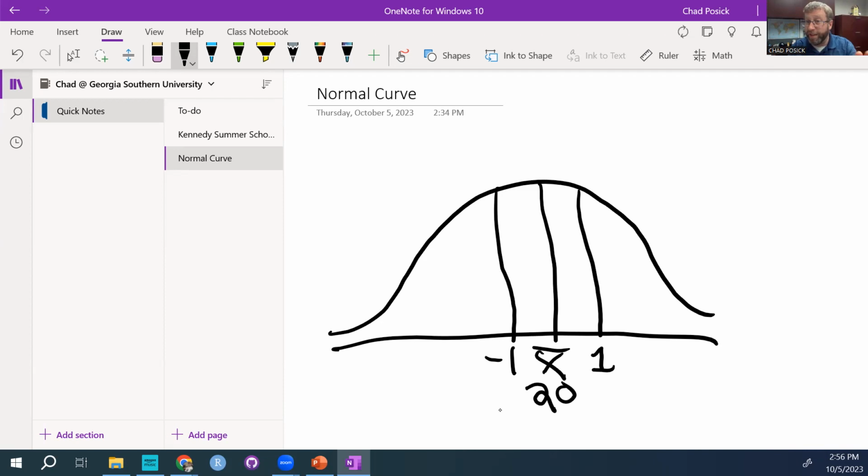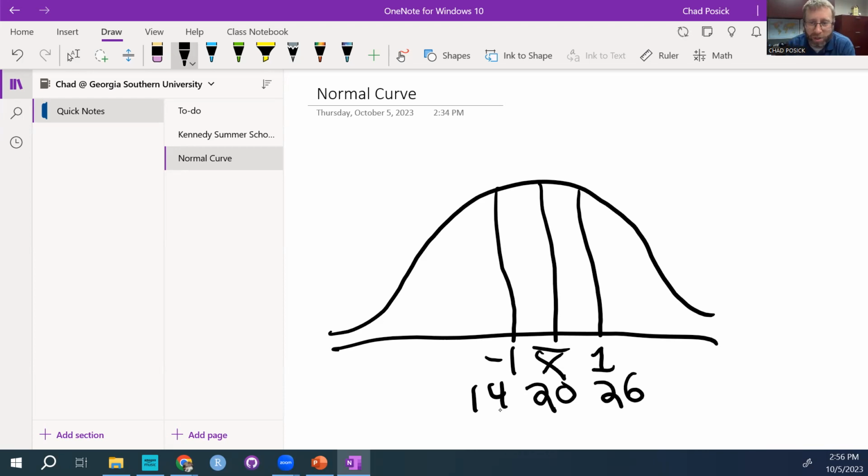Well, we know the standard deviation is 6. So one standard deviation above the mean, we just add 6 to the mean. So one standard deviation above would be 26. We want to do one standard deviation below the mean. We subtract 6 from 20, and we get 14.